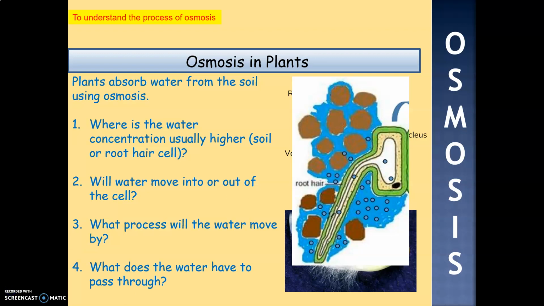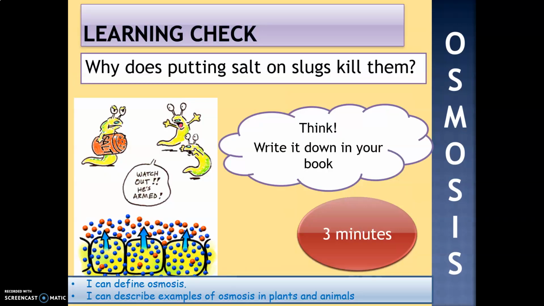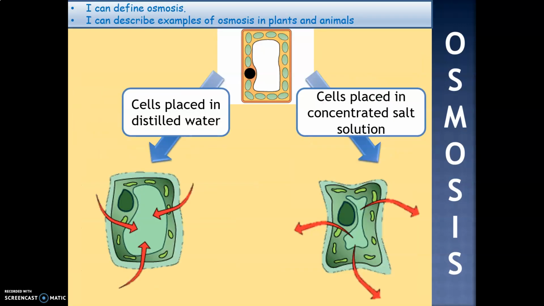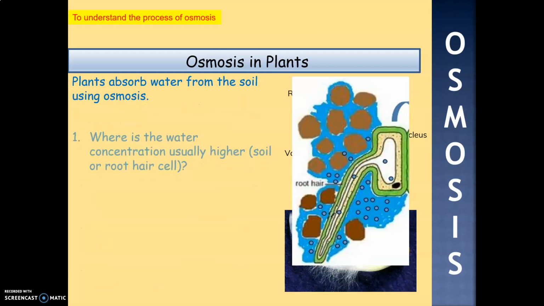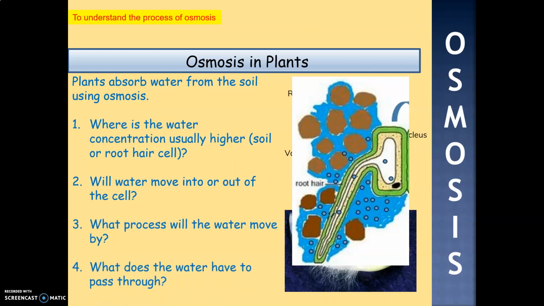Okay, amazing. Let's go through your answers. Well done. You are doing so well. Let's go through the answers. Sorry, I'm just going through the PowerPoint. Okay, where is the water concentration usually higher, in the soil or root? Of course, water concentration is usually higher in the soil. That's why water would leave the soil and then enter the root hair.